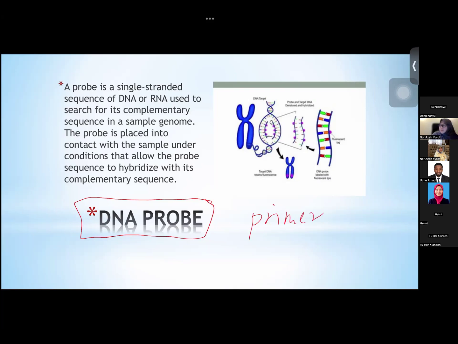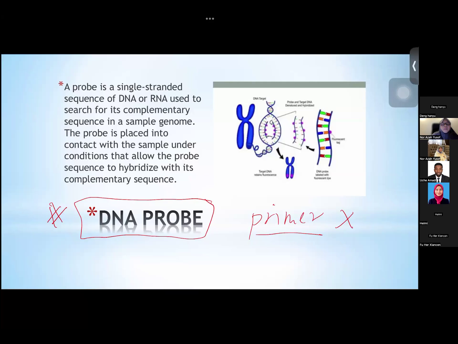So what is a primer? It is not the same as a probe. For the development of a DNA-based biosensor, the required one is a DNA probe, not a primer. Probably the preparation of a DNA probe and a primer have some similarities during the process, but they are not the same. What is a probe? A probe is a single-stranded sequence of DNA, or of course RNA, which is single strand, used to search for its complementary sequence in a sample genome.